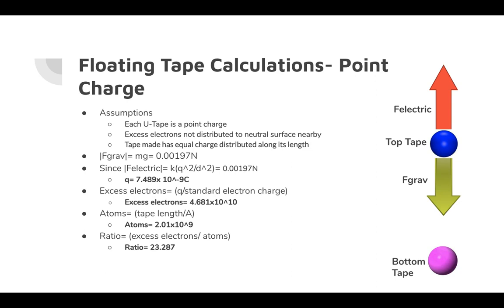And then I used this to find more calculations, such as excess electrons, which is 4.681 times 10 to the 10th, atoms per the length of tape, which was 2.01 times 10 to the 9th, and then excess electrons to atoms had a ratio of 23.287.